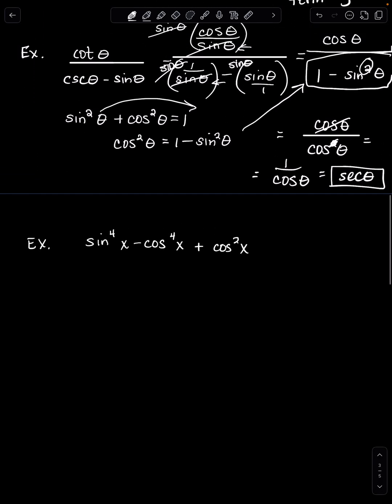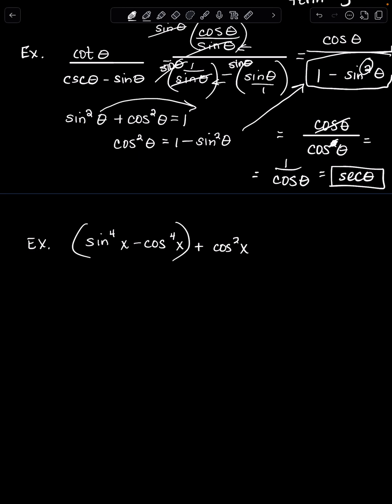All right, here we've got sine to the 4th of x minus cosine to the 4th of x plus cosine squared of x. Now, when you run into something squared, you should naturally think, okay, what am I going to do with this? I hopefully can do something with the Pythagorean identity. In this case, it's to the 4th, so we need to figure out what we can do to simplify that.